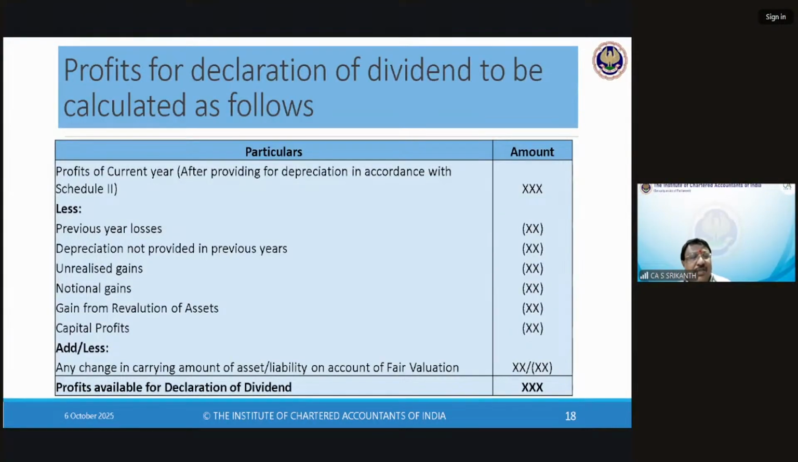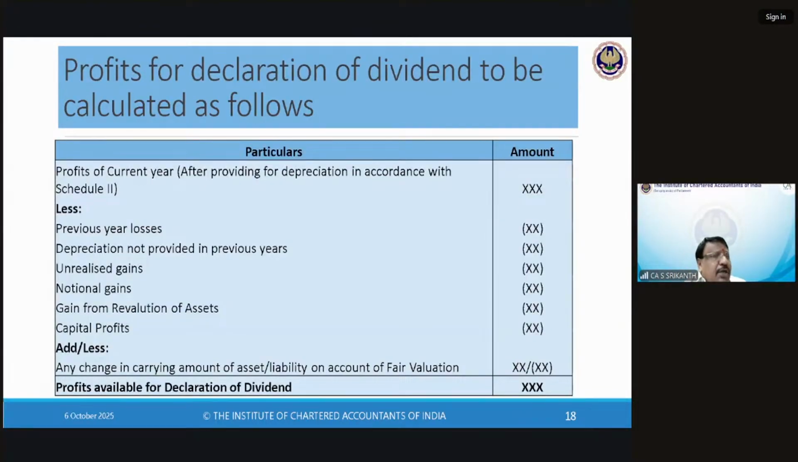For example, if there is any capital reserve arising on amalgamation, it cannot be used. If there is any capital reserve arising on forfeiture of shares, it cannot be used. Are you able to understand? So these cannot be used for declaration of dividend. They are all capital profits. Similarly, gain from revaluation of assets. That is purely notional. Revaluation of an asset is notional.